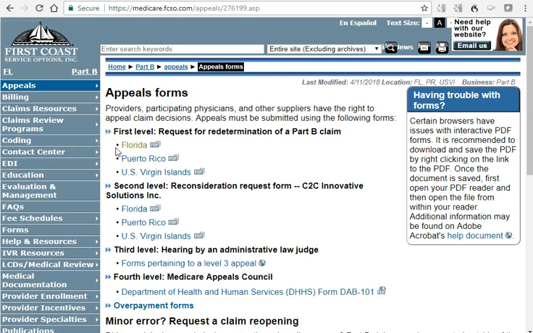If you have been to the session about Medicare levels of redeterminations, you'll recall that there are up to 5 levels. But as we see here, there are 4 available through our administrative contractors, and we also have our overpayment forms here.